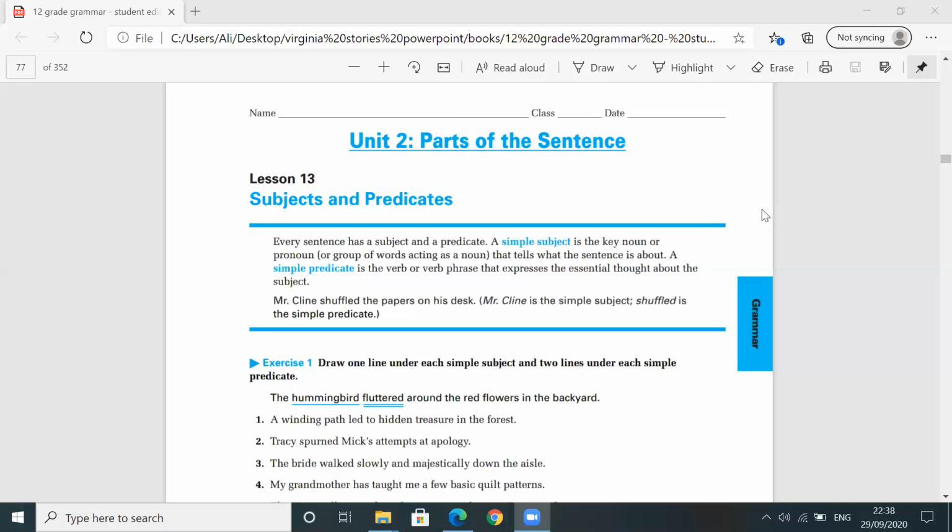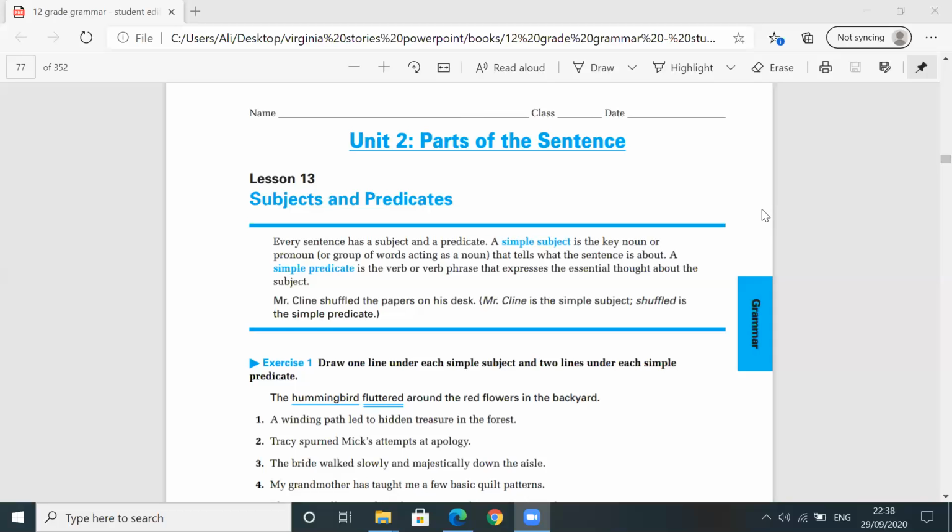I'll give you another example, and this example is in front of us in the book. Mr. Klein shuffled the papers on his desk. So we're talking about Mr. Klein. So Mr. Klein is the simple subject. And shuffled is the simple predicate. So he moved the papers around on the desk. Mr. Klein did an action with the papers. He shuffled the papers. So shuffled is the simple predicate.